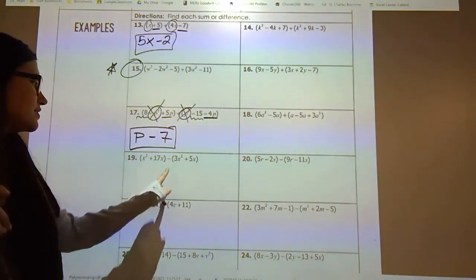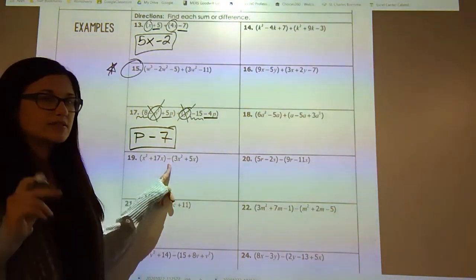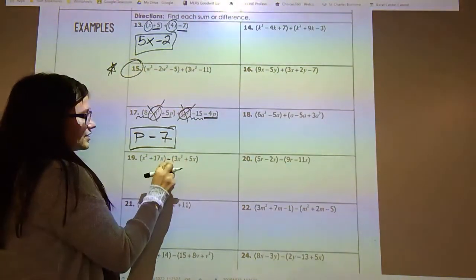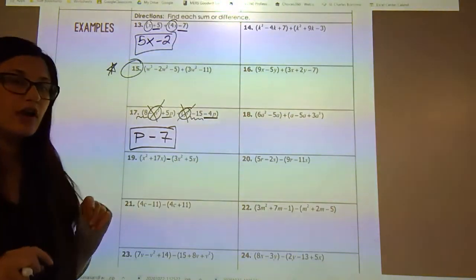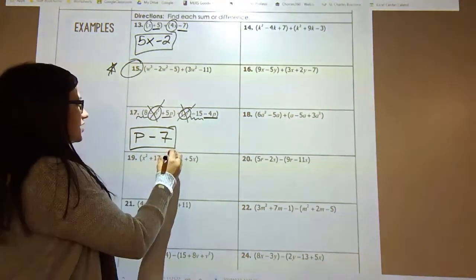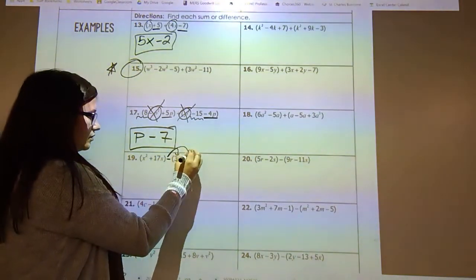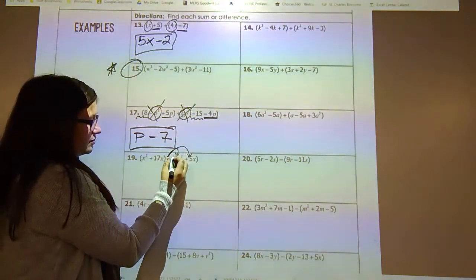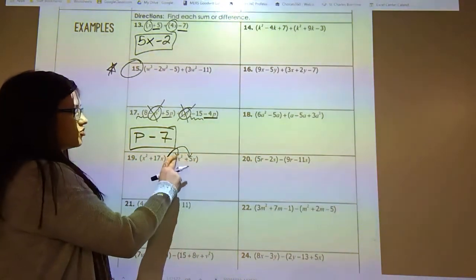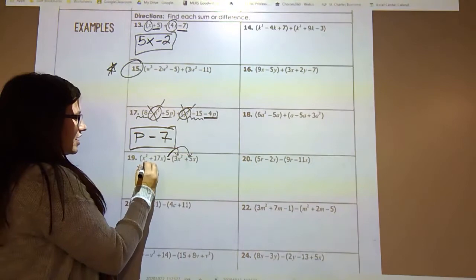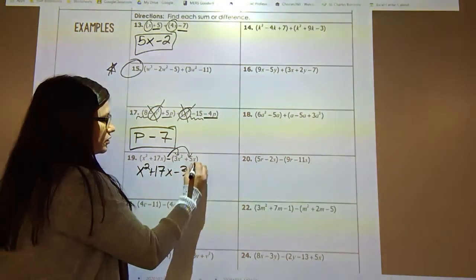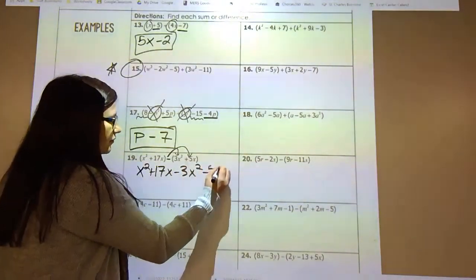So 19, we have a subtraction. Remember, with subtraction, you have to make sure that this subtraction is subtracting each term from your other polynomial. So you want to make sure you distribute it. So maybe you just go ahead and put your negative signs, change this to a negative sign. Maybe you're good at keeping track of that kind of stuff. But if you're not, just take the extra 2 seconds that it takes to rewrite it.